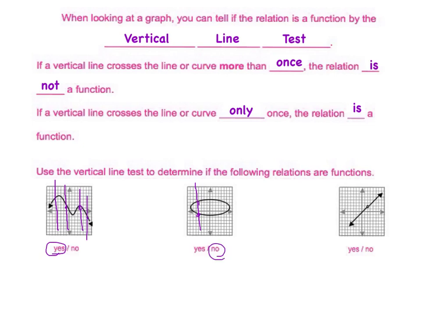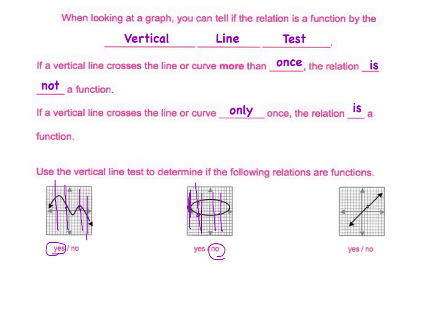Even if there were other parts of this curve where we only crossed it one time, for example, if I draw a vertical line down at this end point, yes, I'm only crossing it one time, but everywhere else I'm crossing that curve twice. All it takes is one time of crossing your curve in two places and you do not have a function.